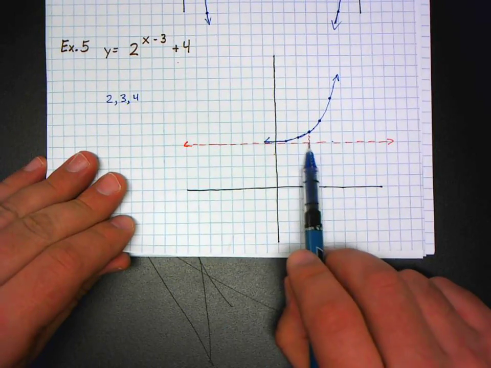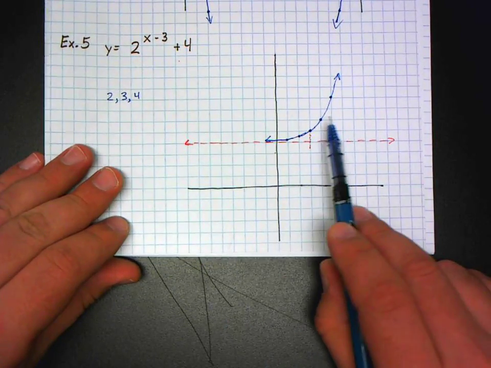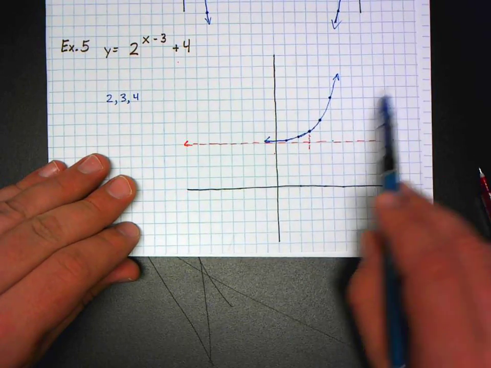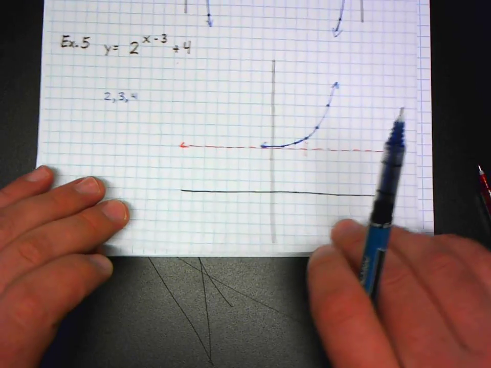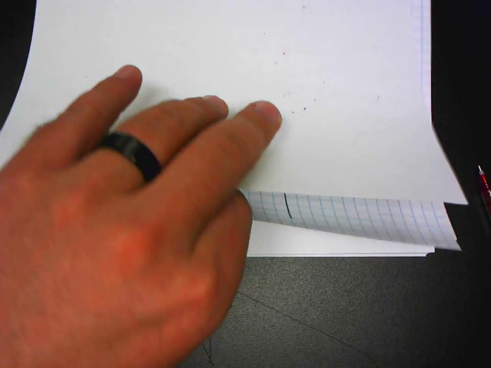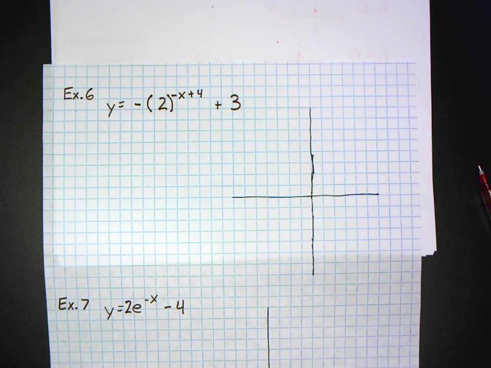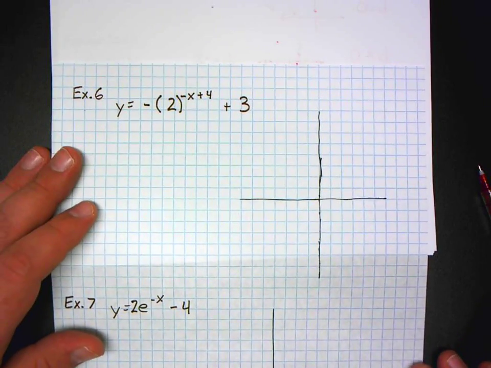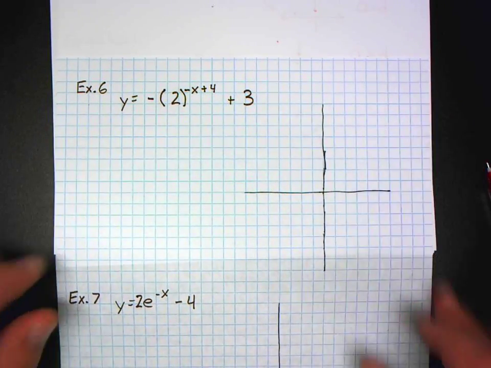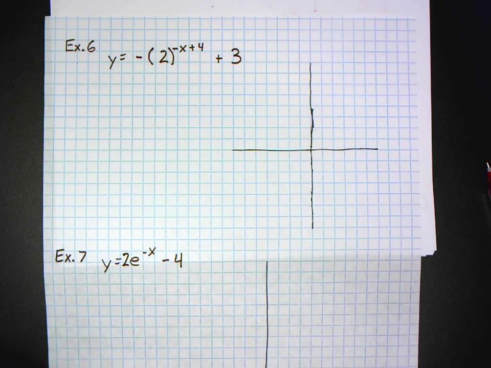This is how I build my graph. I like finding the center point and just building my graph off of that center point. Okay, let me do one more with you. Example 7 we'll get back to here in a little bit. Example 6 just puts everything together, so let's try that one real quick.